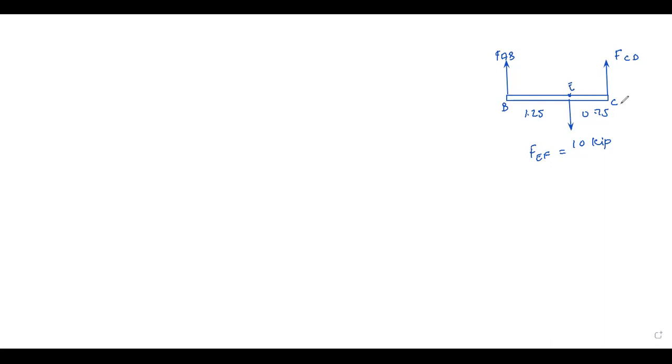Now this is a clear picture. First of all, we have to determine FAB and FCD. To determine FAB or FCD, we have three equations of equilibrium. Remember, summation of forces in the direction of x equals 0, summation of forces in y is equal to 0, and summation of moment at any point is equal to 0. So here we have to calculate summation of moment at point B first to determine FCD.